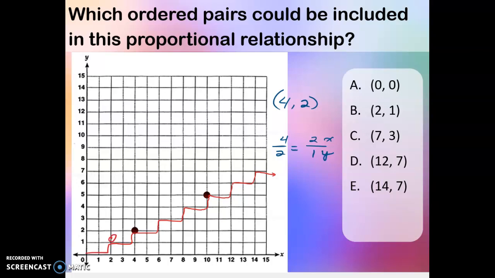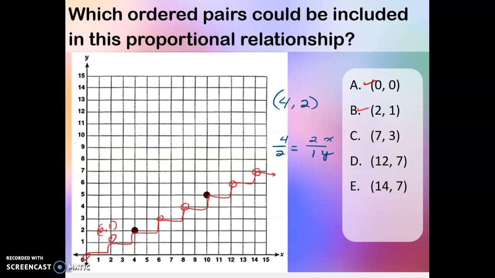So each one of these points could be on your line. So if you look at it, we have 0, 0. A is on the line. 2, 1 is on the line. 7, 3. We come over 7, 7, 3. This is not on the line.